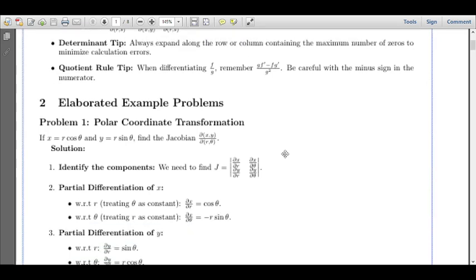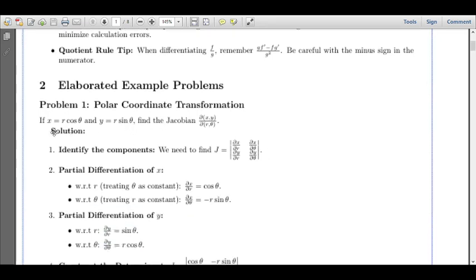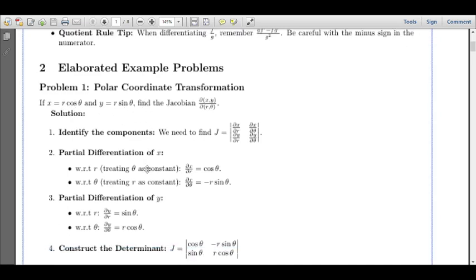And this is the first example. If x equals r cos theta, y equals r sin theta, find the Jacobian dou of x, y by dou of r, theta. And here also, the Jacobian is defined whenever x and y are functions of r and theta. Since it is already given, x is a function of r and theta, r cos theta, and y is also a function of r and theta.